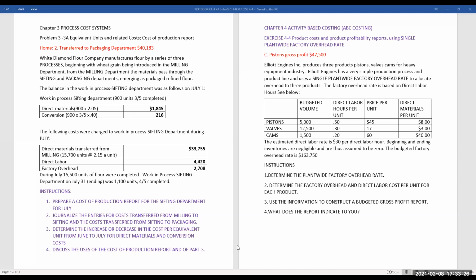So let's go back to our worksheet, White Diamond, if I could find it. And I'm going to do a new share. I think this is White Diamond. All right, so let me do a new share.